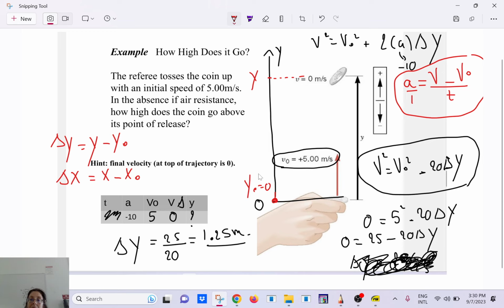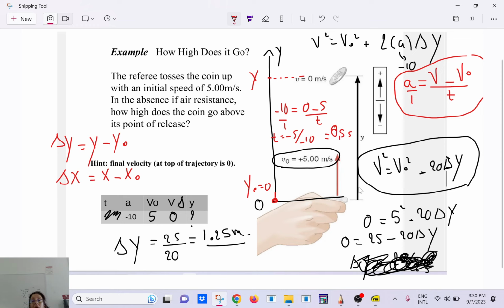So let's substitute. Minus 10 equals, what's the final velocity? Zero, exactly. Minus 5 over t. So t equals? Exactly. So you cross multiply and divide: minus 5 times 1 divided by minus 10 is 0.5 seconds.